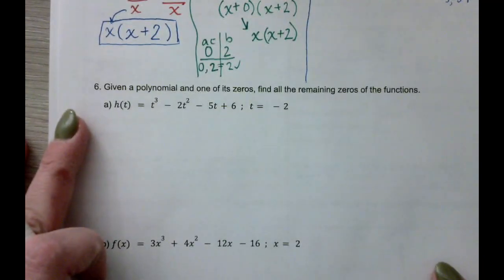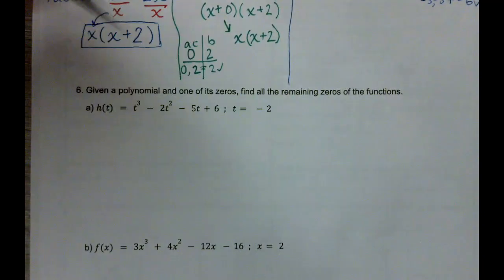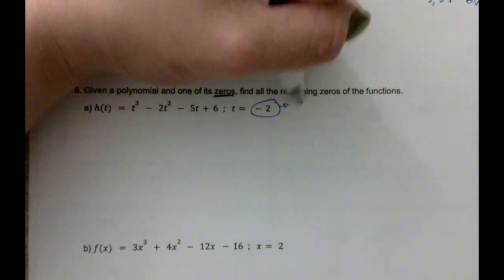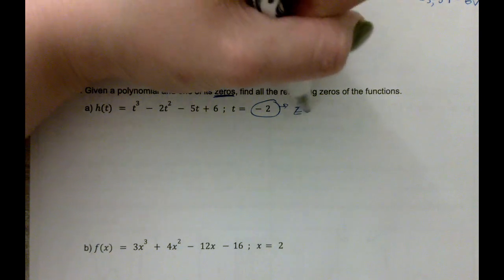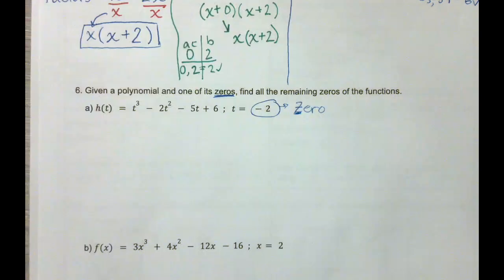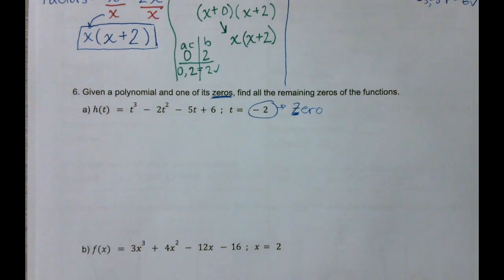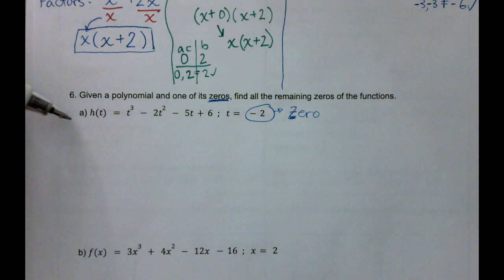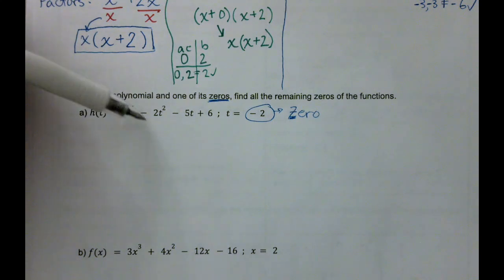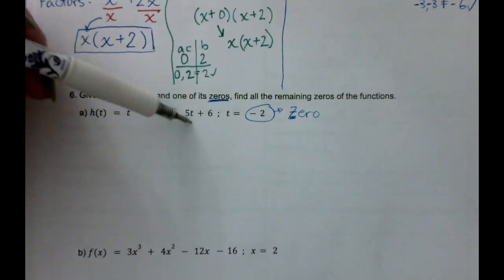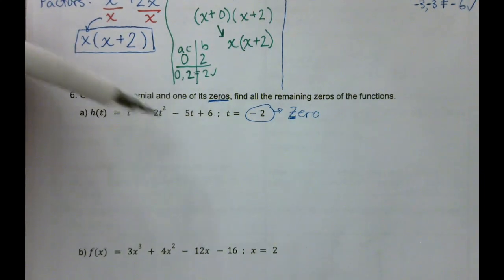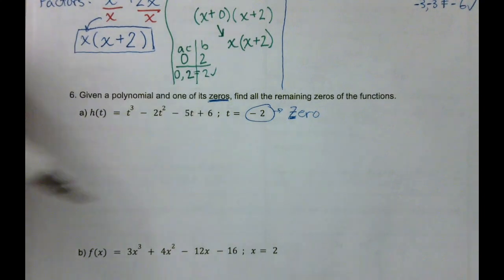All right, number 6. Given a polynomial and one of its zeros, that means that this is a 0. Find all the remaining zeros in the functions. H of t equals t cubed minus 2t squared minus 5t plus 6. We're not missing anything there. We have t cubed, t squared, t, and no t.